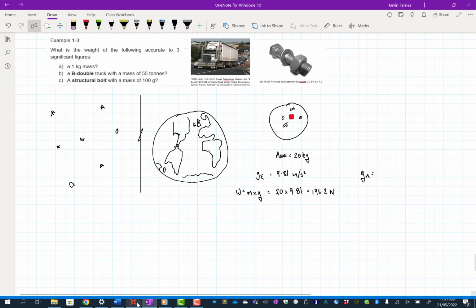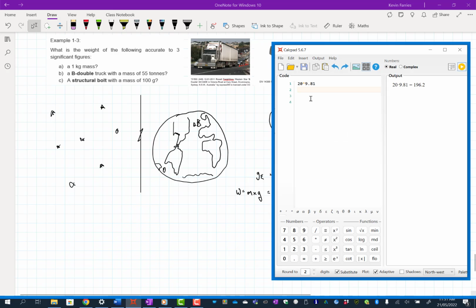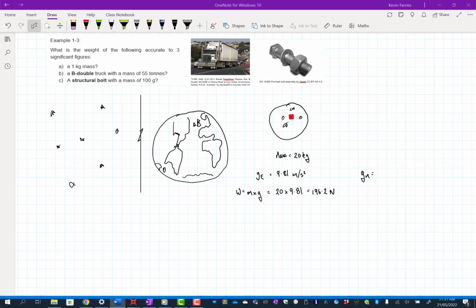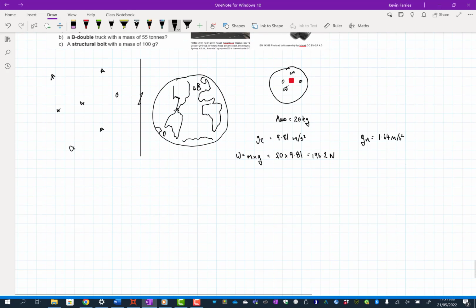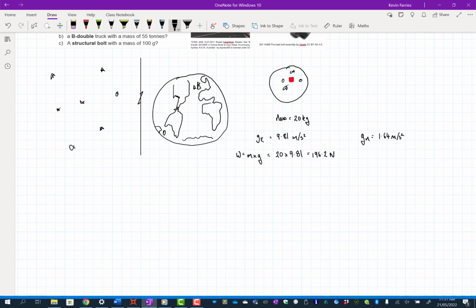So let's just get our little calc pad up. 9.81 times 1 divided by 6. So it's about 1.64. I think it's actually 1.61, but anyway, we'll run with 1.64. It's approximately 1.64 meters per second squared. Now again, this gravitational constant is given as an acceleration, and we'll talk about why that's the case when we get to dynamics later in the course.